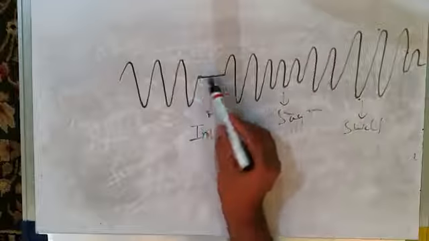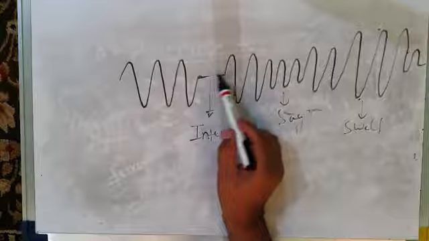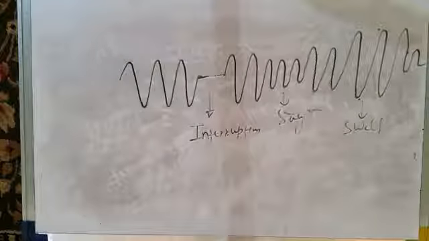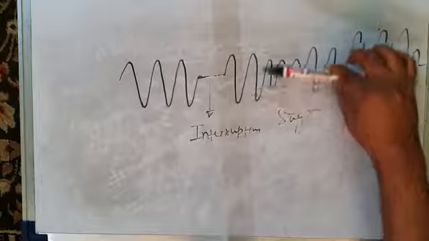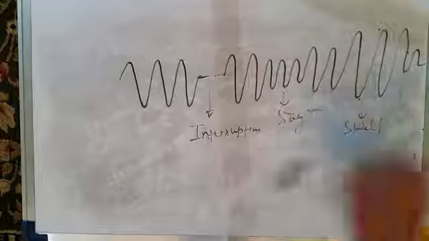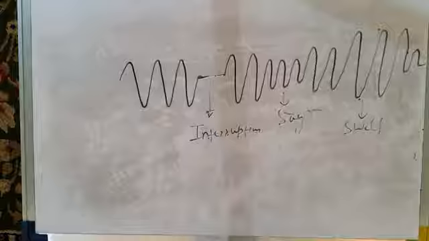Interruption means loss of voltage. It may become 0 or less than 1% or 10% of declared value. This is sag, drop in the voltage. You can see drop in the voltage. And this is swell, increase in the voltage. So this voltage swell is also not good for the system, because this voltage swell may result in insulation breakdown and damage to the equipments.